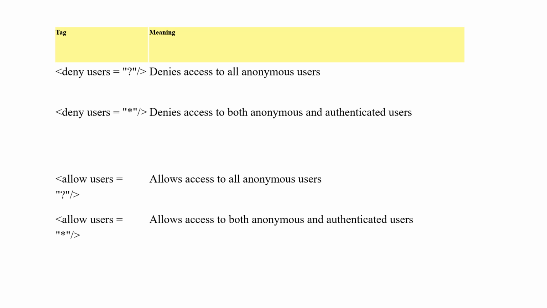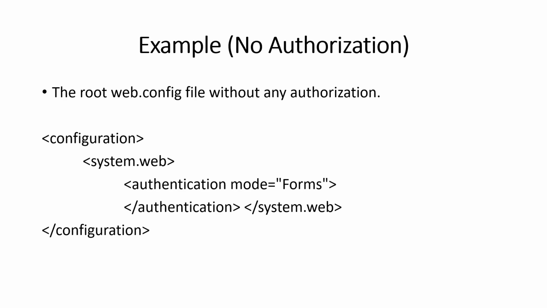The same kind of rules are applied on the allow tag. So allow users equal to question mark means allow access to all the anonymous users, and allow users equal to star means allow access to both anonymous and authenticated users. So star is for both anonymous and authenticated users, and question mark is for only the anonymous users.